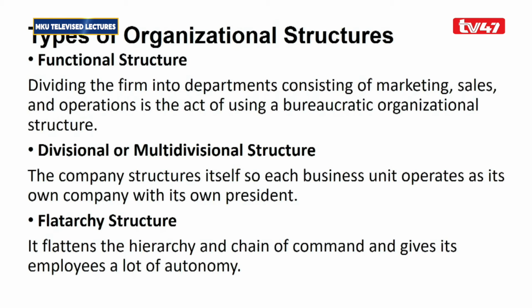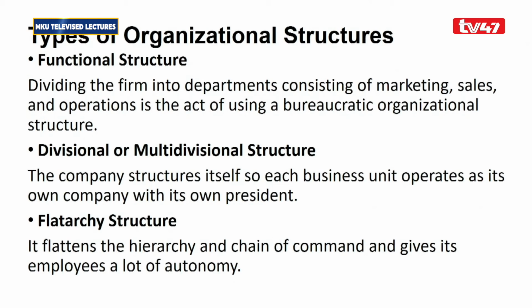Then we have the flatarchy kind of structure whereby we don't have any levels. We are all on one level. So it flattens the hierarchy and chain of command and gives its employees a lot of autonomy. So we are all operating on the same level, no chain of command, no top-down or bottom-up kind of approach in the organization.